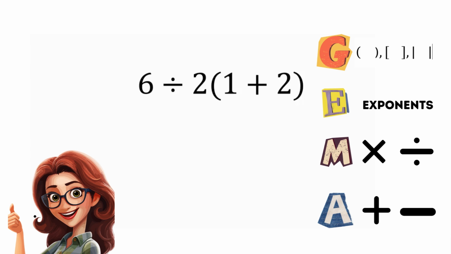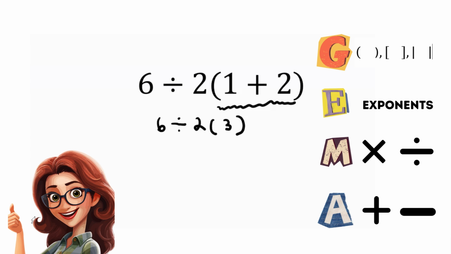So if we're going to do this problem with GEMMA, we would start out with, we have our grouping symbol, which is the parentheses here. So we would get 6 divided by 2 times 1 plus 2 is 3. All right, now here's the difference. So there are no exponents here, so the E is the same in both ways of doing it.